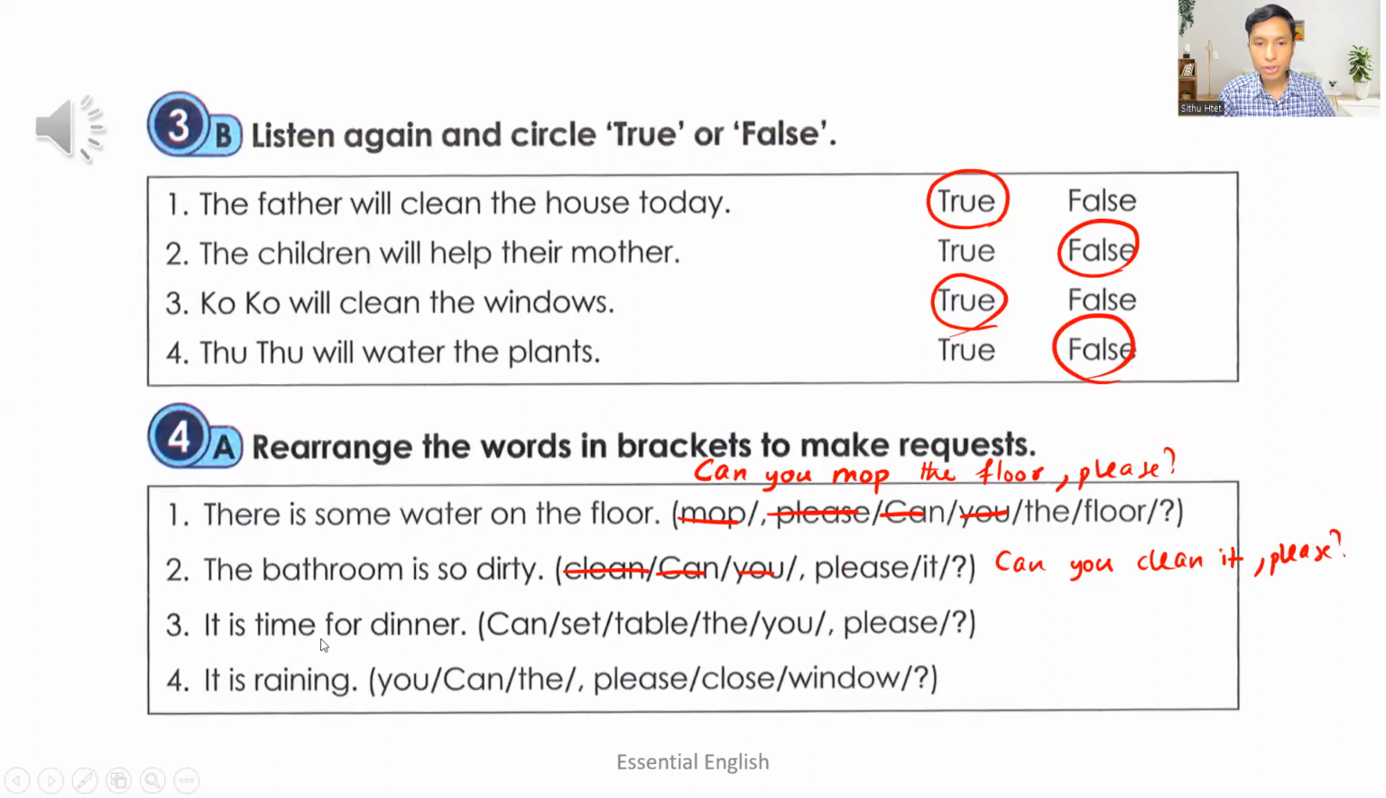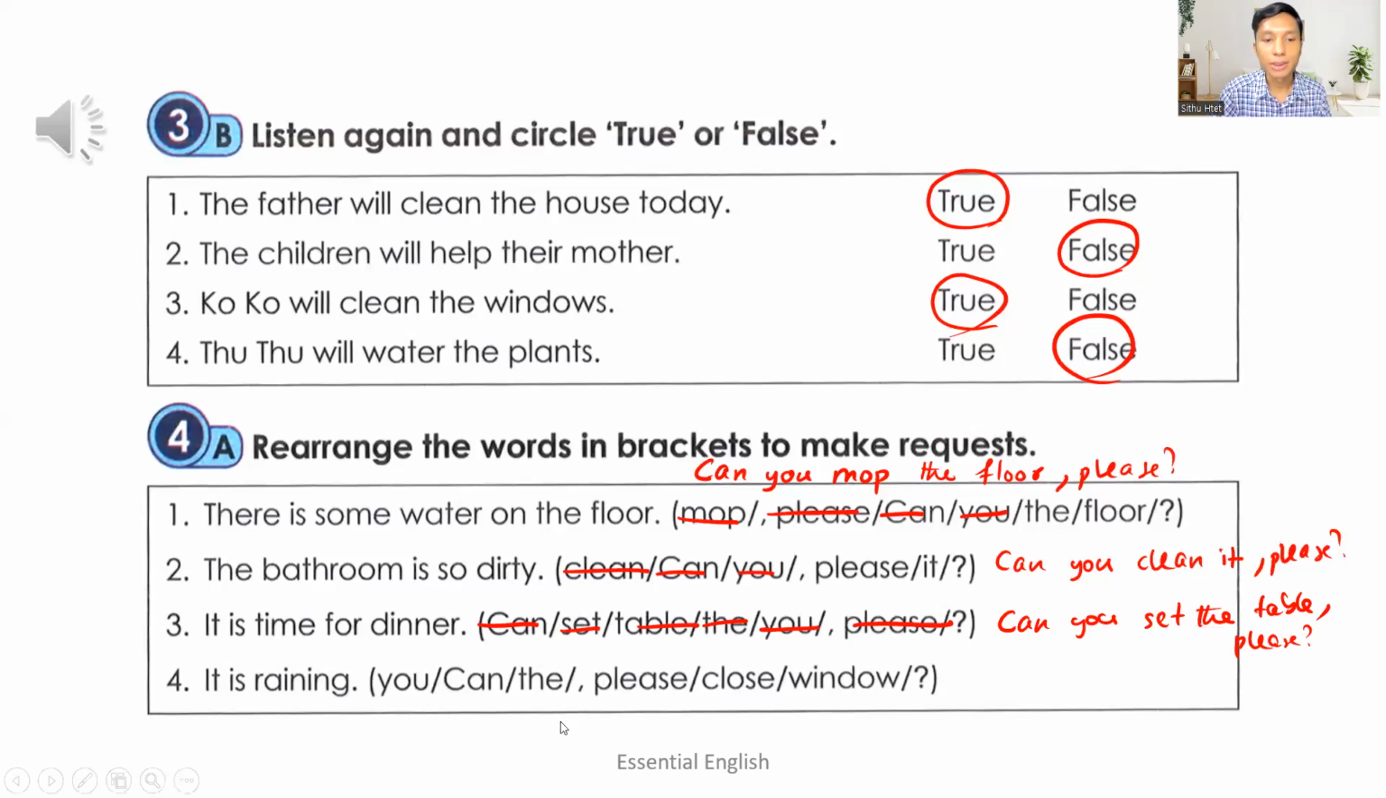The next one. It's time for dinner. Can you set the table, please? Okay, it's time for dinner. It's time to have dinner. So the request must begin with can you. So please try it. Can you, and please use a verb, set. So what do you have to set? The table. And then use please at the end of the sentence. Can you set the table, please?